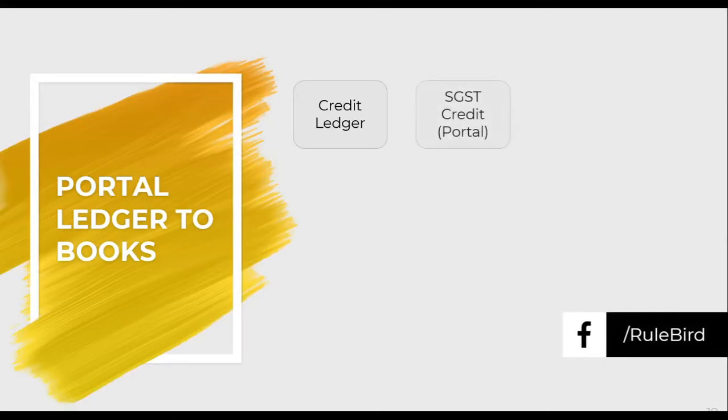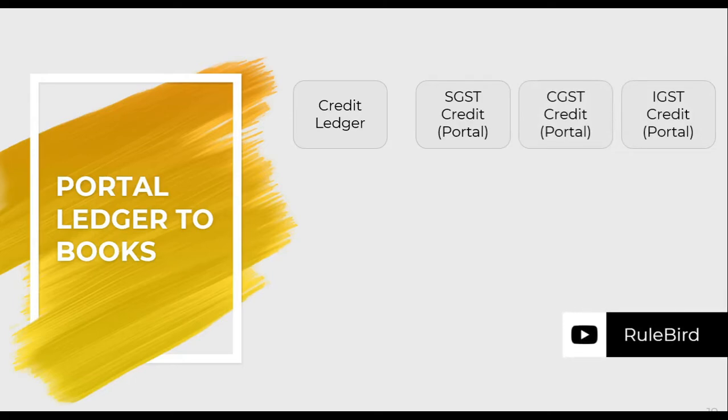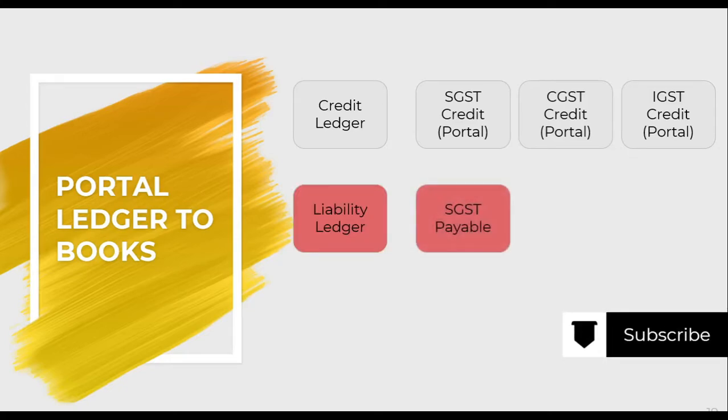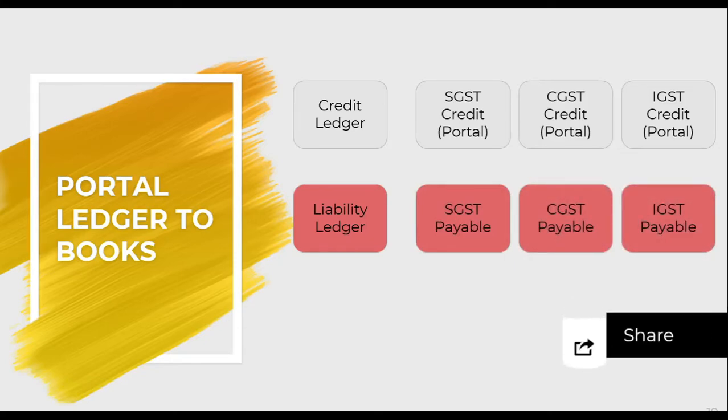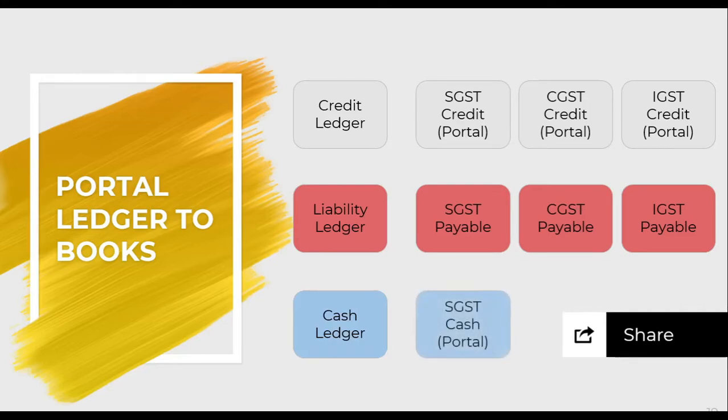So how can we do that? You can create the credit ledgers from the portal like this: SGST credit portal, CGST credit portal, and IGST credit portal into your books of accounts. Yes, I am saying into our books of accounts. Next you can create liability ledgers: SGST payable, CGST payable, and IGST payable. Next will be cash ledgers: SGST cash portal, CGST cash portal, and IGST cash portal.